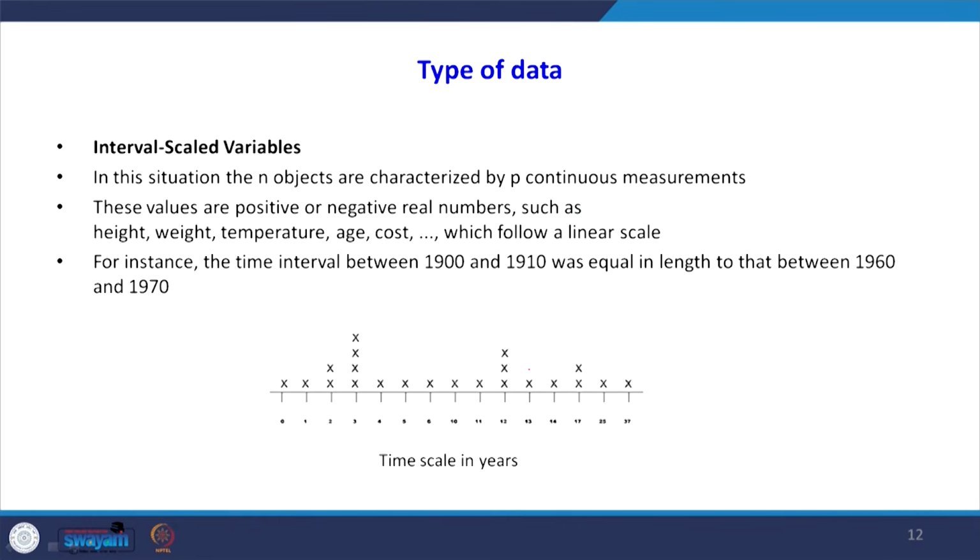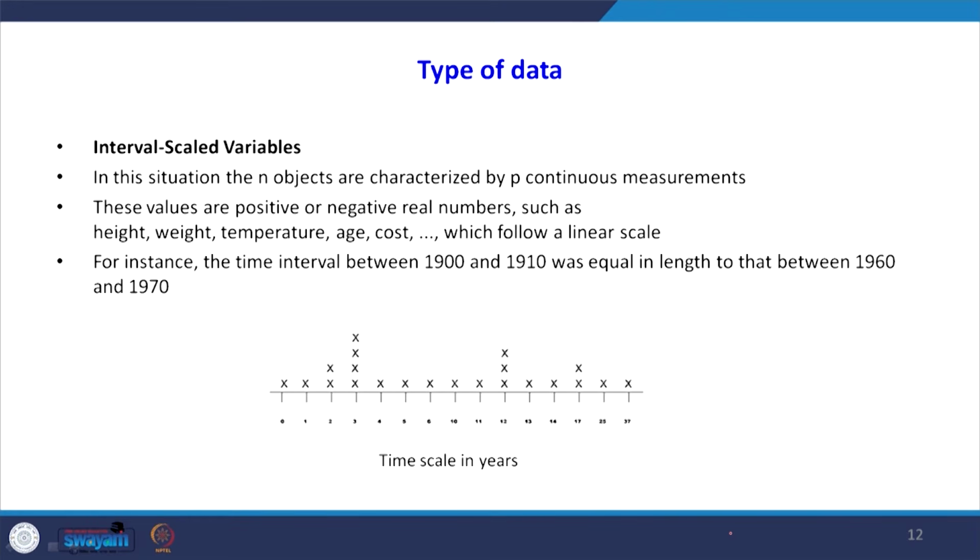Now let us see what interval scaled variables are. In this situation, the n objects are characterized by p continuous measurements. These values are positive or negative real numbers such as height, weight, temperature, age, cost, which follow a linear scale. For instance, the time interval between 1900 and 1910 was equal in length to that between 1960 and 1970. Actually, this is an example of interval scales. We have studied in the beginning of our lecture that we classified data into four categories: nominal, ordinal, interval, ratio. So an example of interval is year.